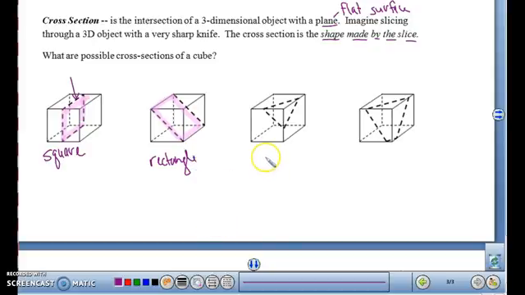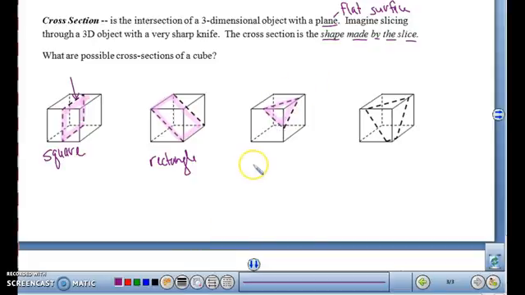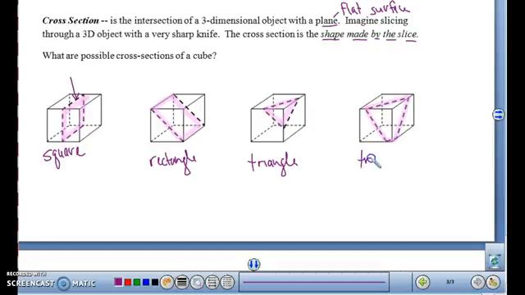Now, if you cut off a corner of the cube, you have created a triangle. Pretend that you cut off the corner, you've got a triangle. And then for this one, if you cut a little in on the side and across the bottom here, you have created a trapezoid. There is a trapezoid. So those are the possible cross-sections of a cube.